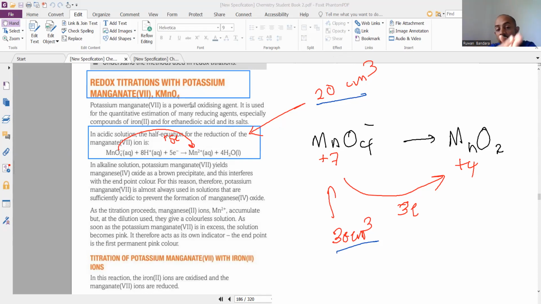In acidic medium, MnO4- will reduce to Mn2+, right? So in the redox reaction, this will accept more electrons in acidic medium compared with the alkaline medium. Therefore, you need more MnO4- for the complete reaction. That's the reason.